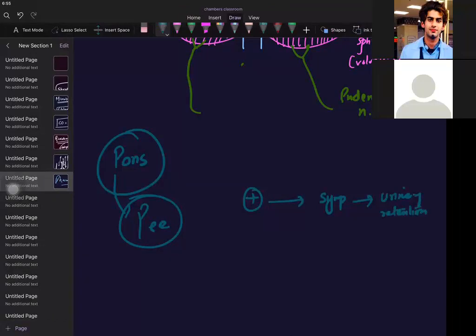Urinary retention. I hope it's clear. The opposite will happen if I stimulate the parasympathetic system. That means parasympathetic: comfortable, sitting at home, no exam, no tension, everything fine. That means I will void the urine, micturition or urine voiding. I will void the urine.